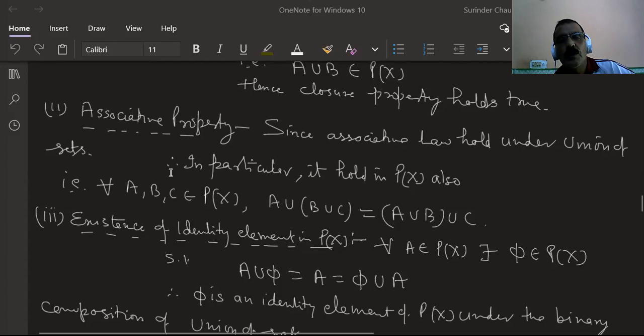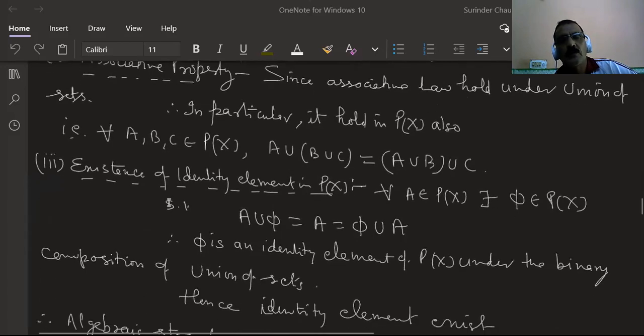That is, if you take any three sets out of Px, if you find the union of the second and third, then with the first, and the union of the first and second, then with the third, both the sets will be the same. This implies the associative law holds for the union of sets in the algebraic system Px.